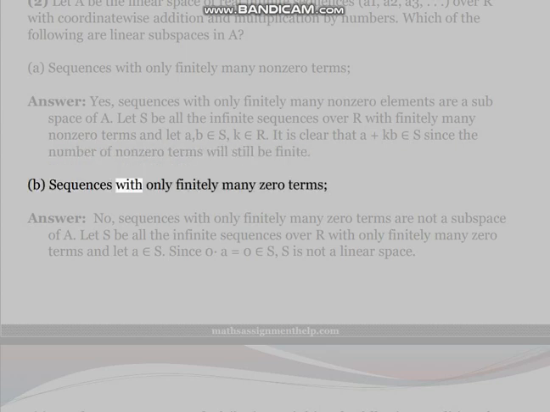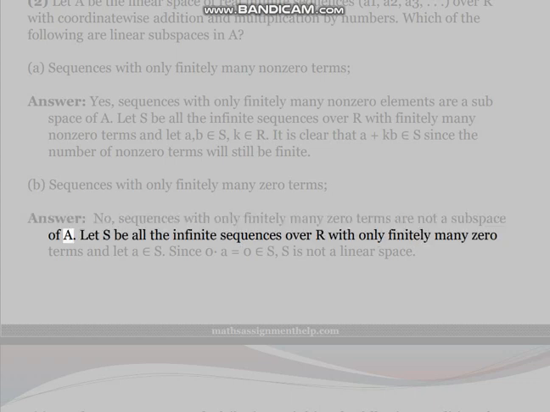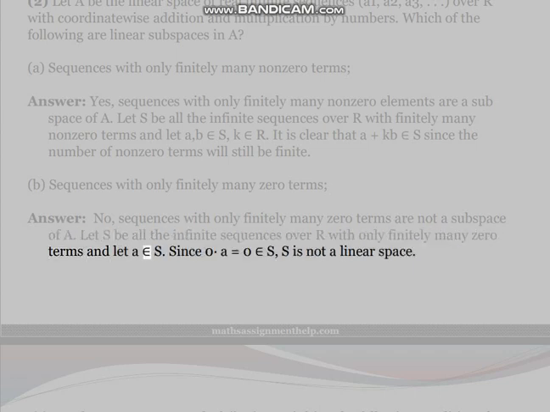B. Sequences with only finitely many zero terms. Answer. No, sequences with only finitely many zero terms are not a subspace of A. Let S be all the infinite sequences over R with only finitely many zero terms, and let a be an element of S. Since 0a equals 0 is not an element of S, S is not a linear space.